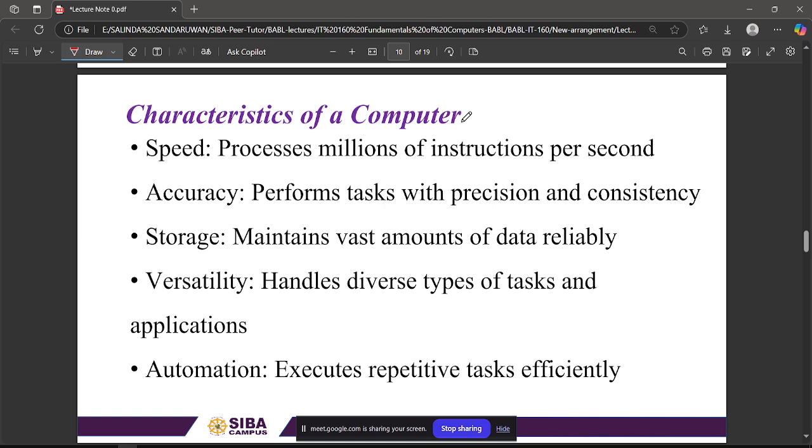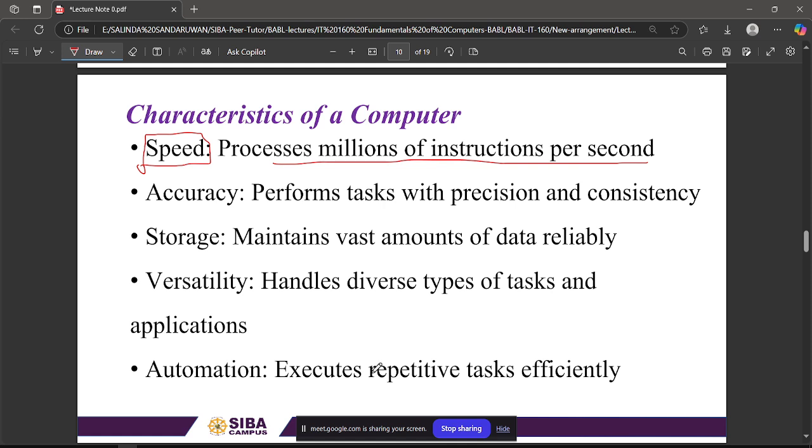Why is the computer different from normal human beings? Why is the computer important for us human beings? It is because it has great speed compared to us, in some ways. It can process millions of instructions per second.